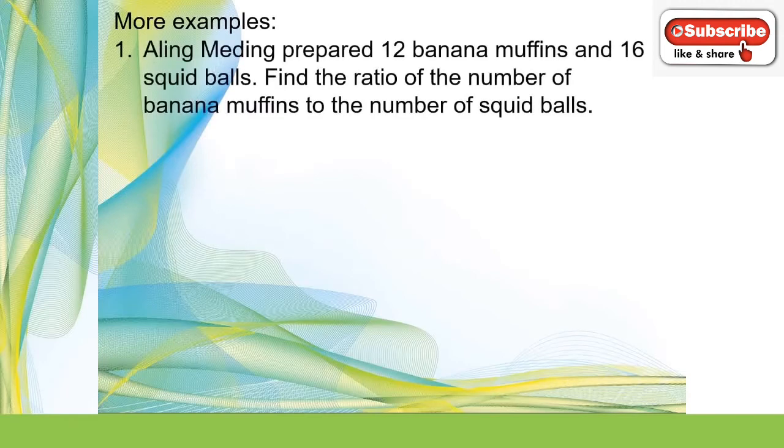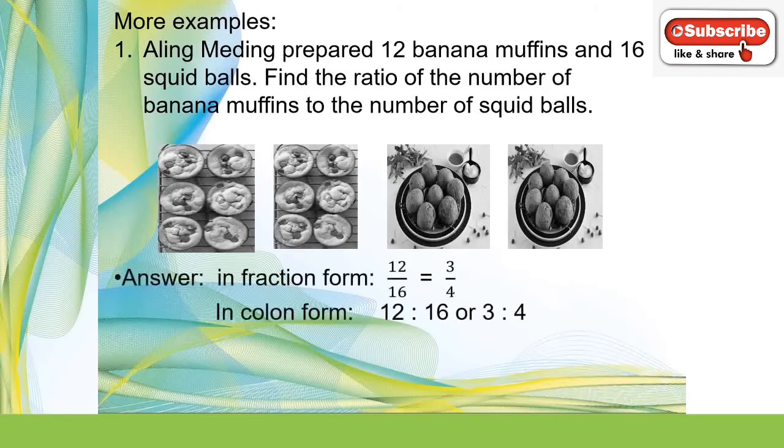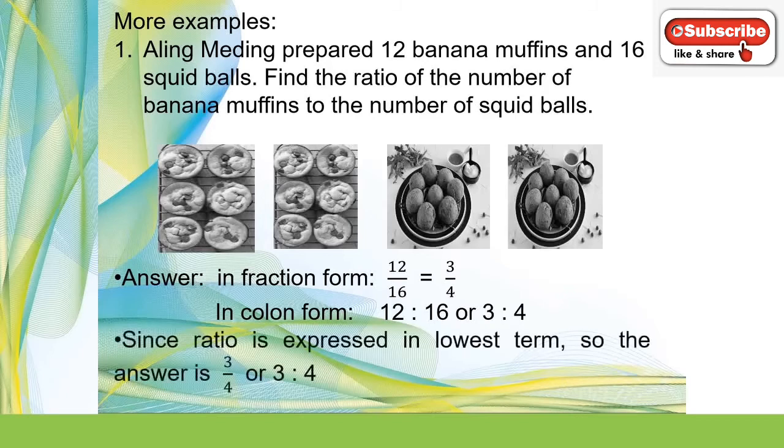Number 1. Aling Meding prepared 12 banana muffins and 16 squid balls. Find the ratio of the number of banana muffins to the number of squid balls. We have here pictures of banana muffins and squid balls. To find the ratio, we have in fraction form 12 over 16, which is equal to 3/4 in lowest term. In colon form, we have 12 is to 16 or 3 is to 4. Since the ratio is expressed in lowest term, the answer is 3/4 or 3 is to 4.